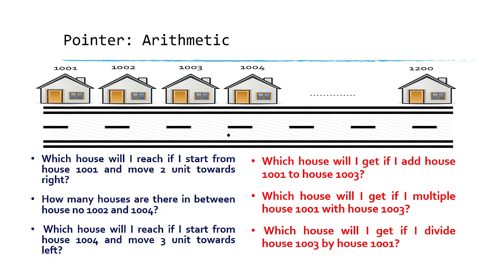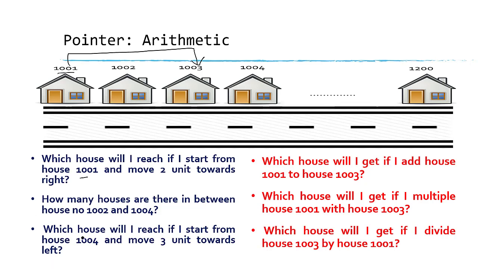Now, considering this house, what are the permissible questions I can ask from this house? Which house will I reach if I start from house number 101, meaning this house, and move 2 units towards the right? So from here, if I move 2 units towards the right, which house should I reach? I can answer that I am reaching 1003, right? Right side means I am adding.